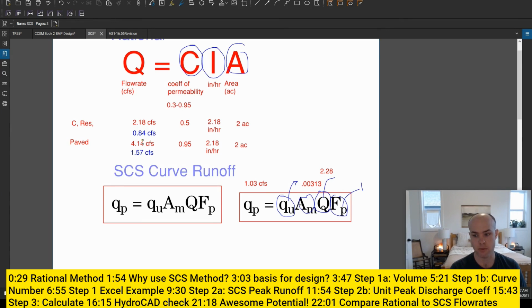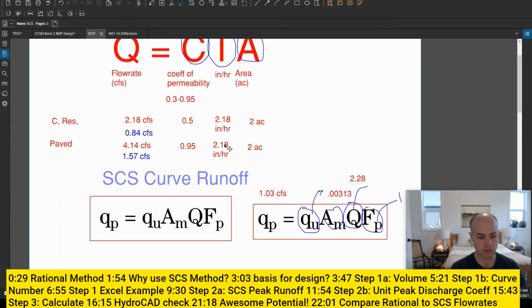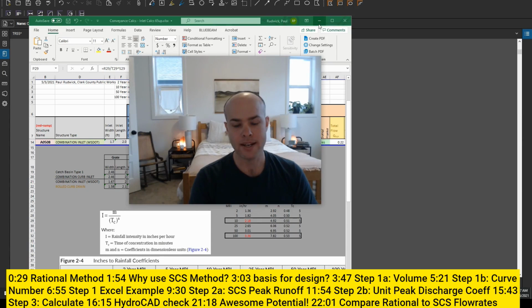But just remember, rational method is typically more conservative. It doesn't have to be. Again, it's all based on what intensity value you're putting in. So someone's determined that this 2.18 inches is the correct intensity, but the equivalent for SCS would actually be more like 1 inch per hour. All right, well, I got into the weeds there.